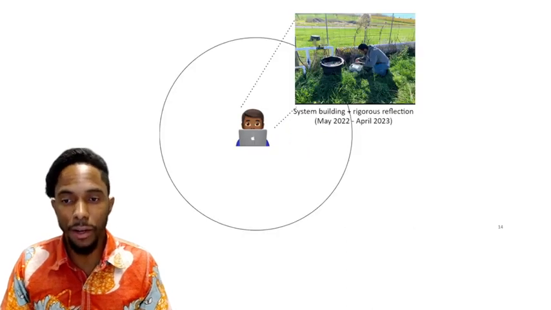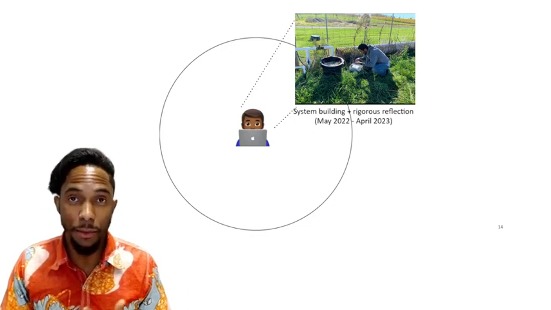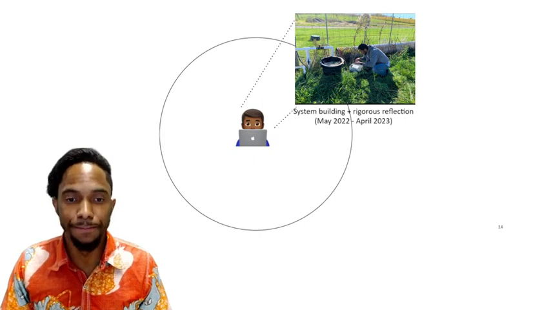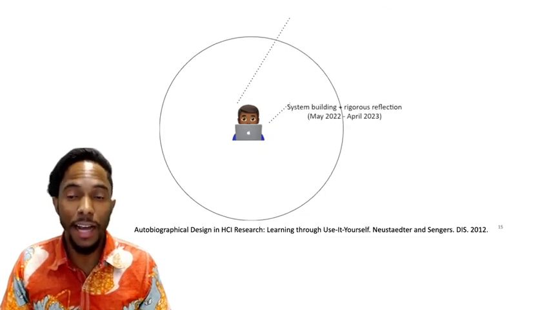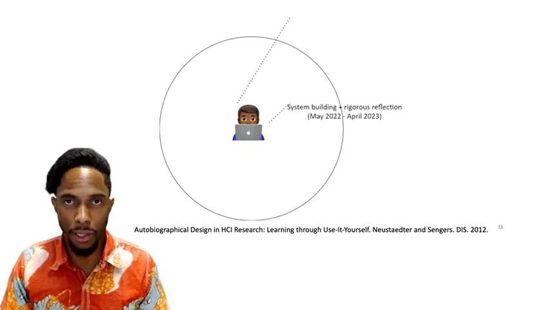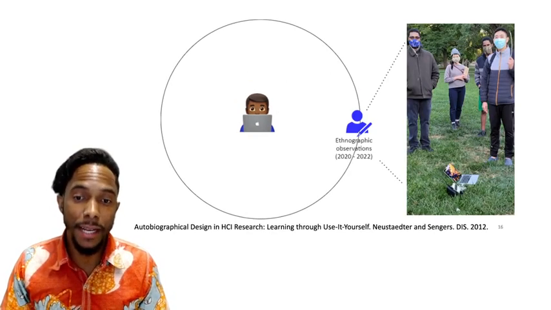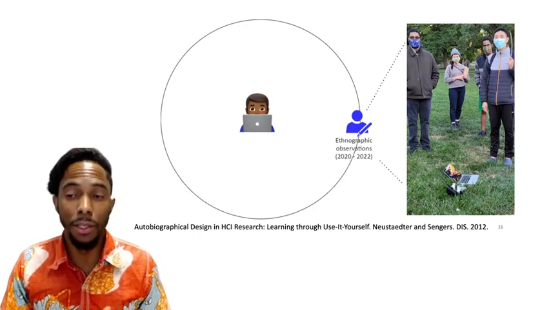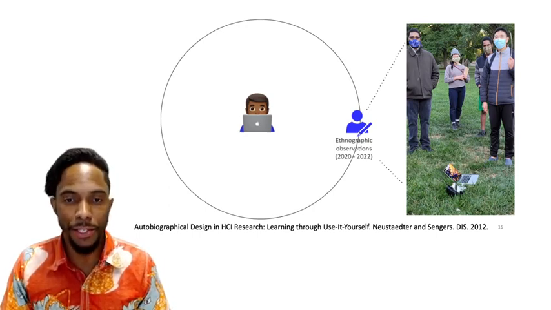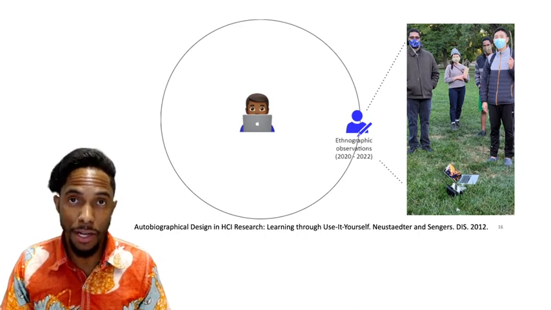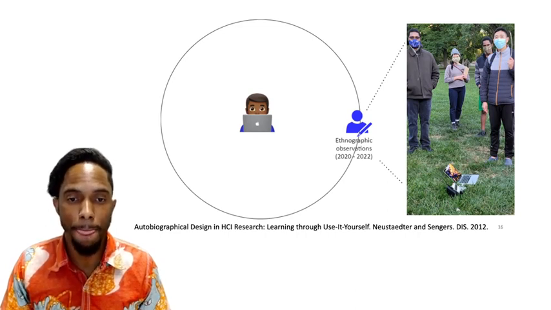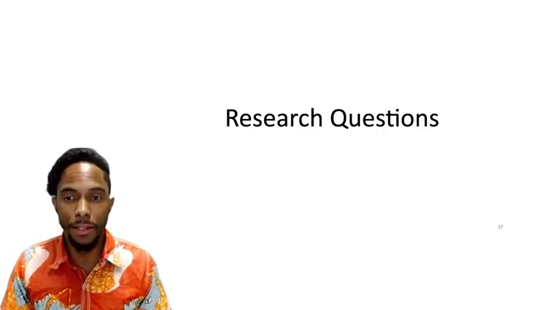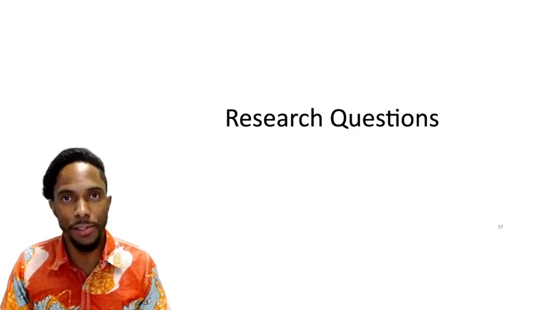Our application of critical technical practice was augmented as follows. I developed prototypes and reflected on these experiences for 12 months using biweekly diary entries. Neustadter and Sengers highlighted the potential limitations of relying on personal experiences in autobiographical work. Therefore, to help mitigate this, we also included data from a longer-term ethnographic participant observation of our research meetings that ran for 3 years from 2020 to 2022. Using these complementary methods, we addressed 3 specific research questions.